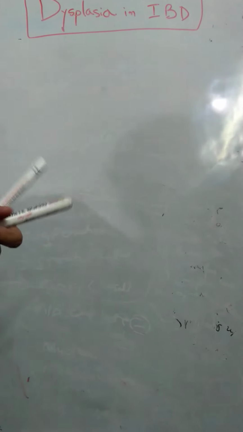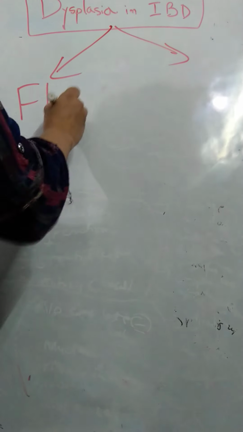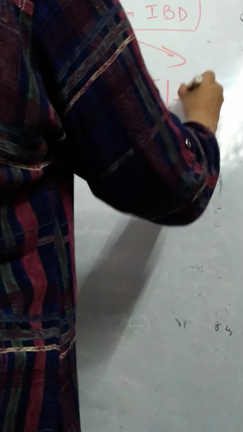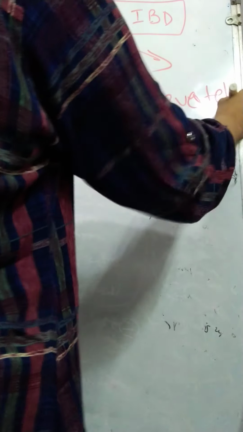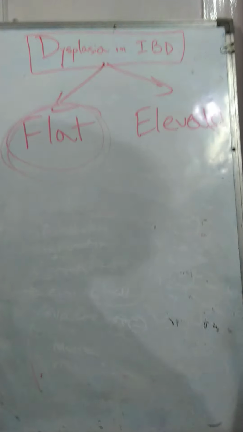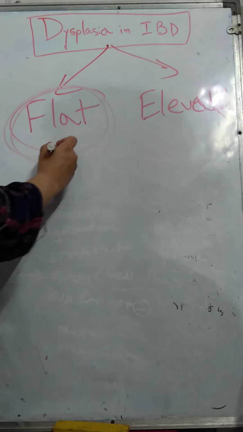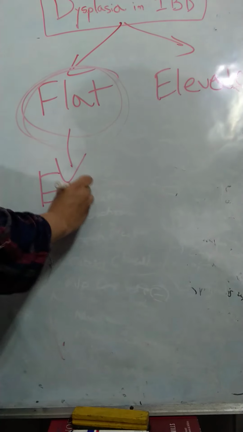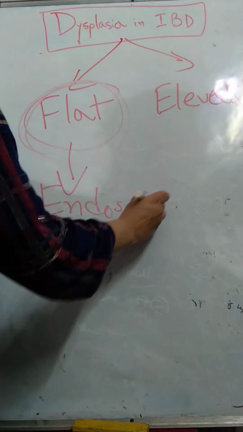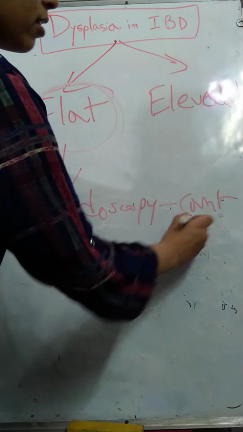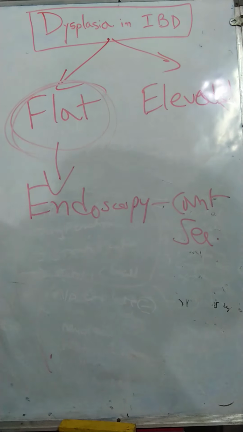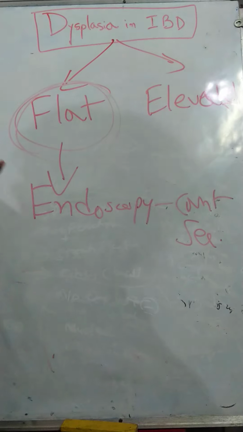Now, how does the dysplasia present in IBD? First of all, they will definitely do an endoscopy. The dysplasia in IBD can either present as a flat lesion or as an elevated lesion. Now this flat lesion is a problem. Why is it a problem? Very obvious. The endoscopist cannot see it because it is flat. So naturally, they are not going to give you a targeted biopsy because they can't see it.